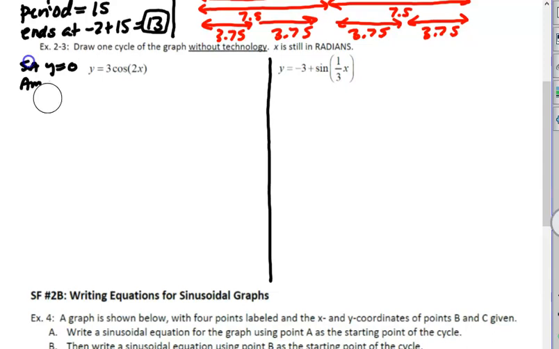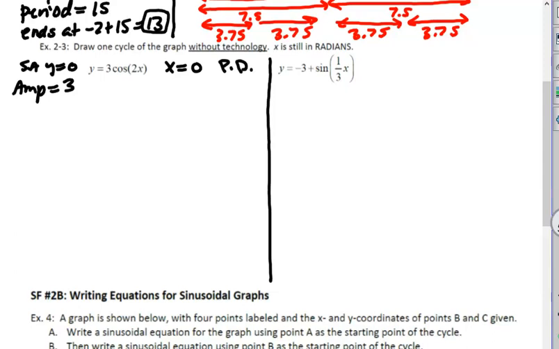So this is the amplitude here. Amplitude equals 3. On the x side, we see that for the phase displacement, there's nothing added or subtracted inside the function. So that means the starting point is still at x equals 0. That's our phase displacement, and that's going to be the starting point of the cycle in the x direction.